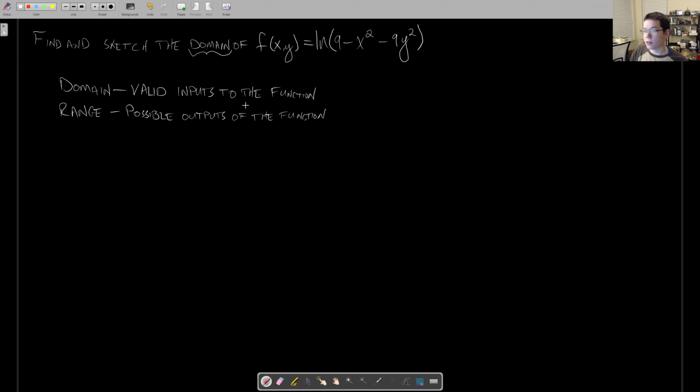So domain, or if someone says find the domain, they're asking you to find the list of all the possible things that I can put into a function and get a meaningful answer. So what is the domain of this function? Well, the easier question to ask at the moment is, what is the domain of natural log of x?